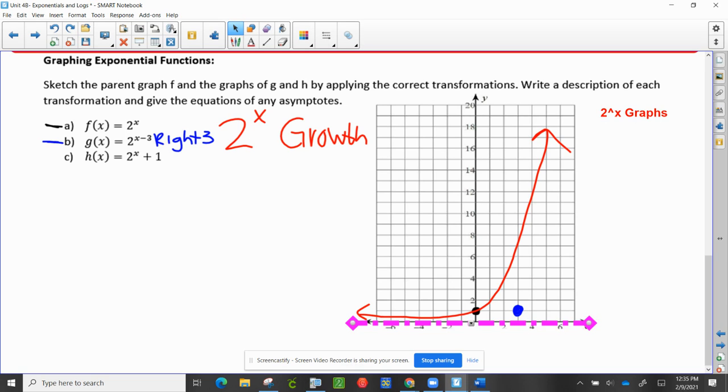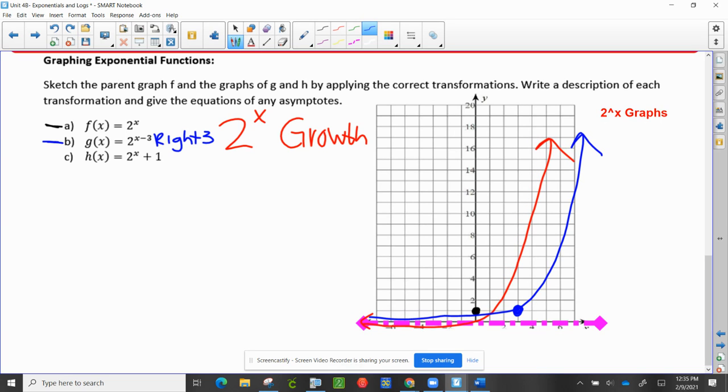I want you to think of this point and the asymptote like they're tied together like a string. Okay, if the point moves, the asymptote moves with it. But again, if we're moving left and right, it doesn't really change its placement. Now it's still growth, so I'm still going to start low, pass through my asymptote, and go up. Okay, so there's 2 to the x minus 3.